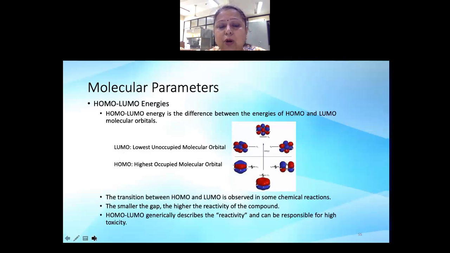Then come the HOMO-LUMO energies. It is the energy difference between the energies of the HOMO orbitals and the LUMO molecular orbitals. The transition between HOMO and LUMO is observed in some chemical reactions. The smaller the gap, the higher the reactivity of the compound, meaning it's easier to fill that gap and move to the highest occupied molecular orbitals. HOMO-LUMO generally describe reactivity and can be responsible for high toxicity.